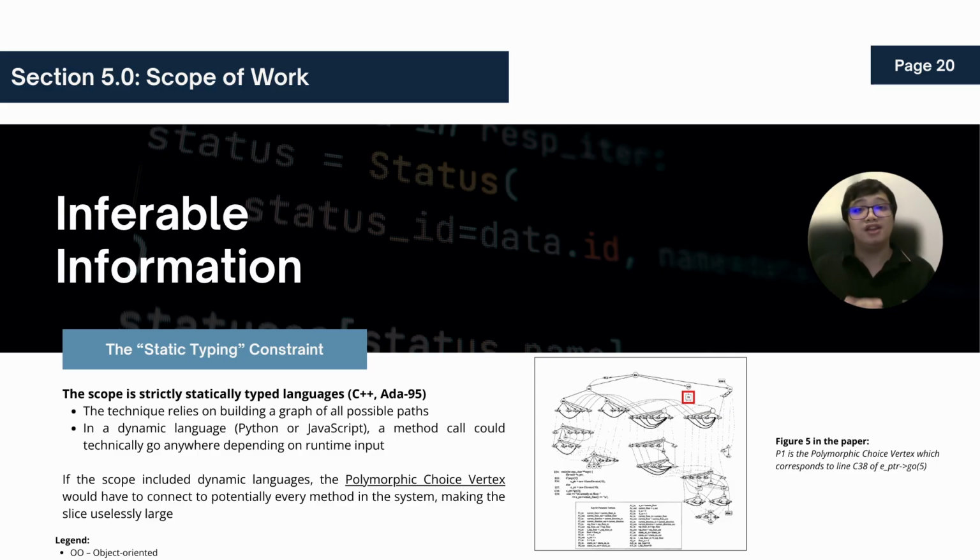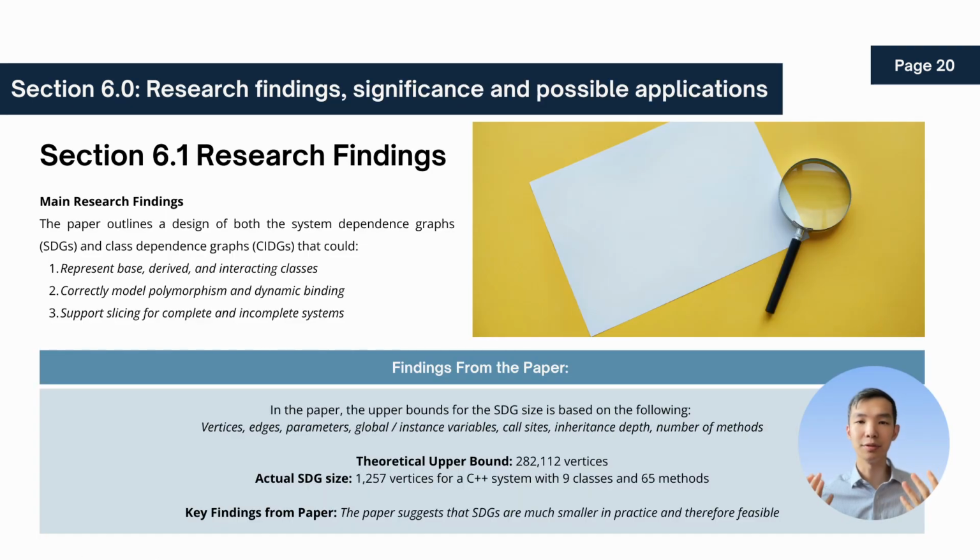In short, the scope is strictly defined by static typing to keep the graph manageable, while offering a flexible granularity that allows developers to slice single classes in a way previous techniques could not. Now I'll be moving on to section 6.1, where we'll highlight what the paper actually found.